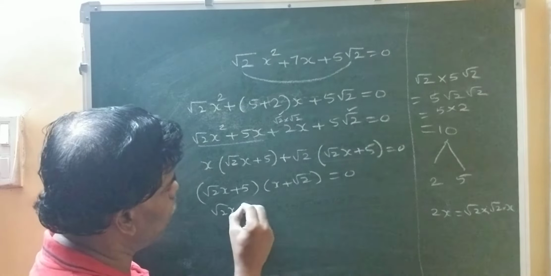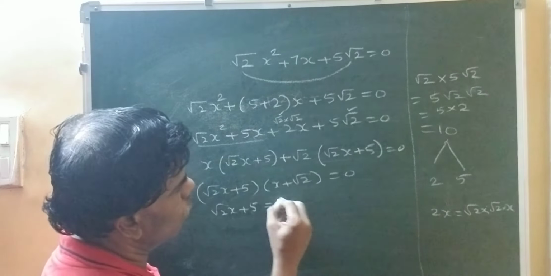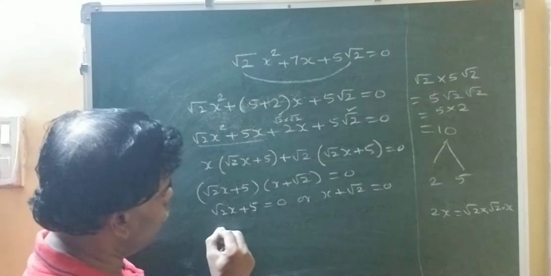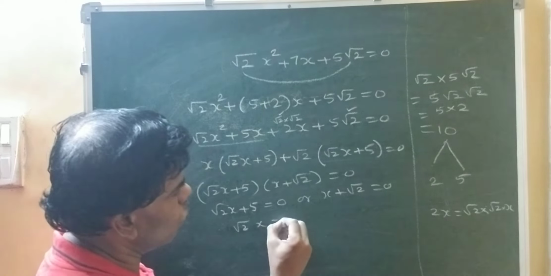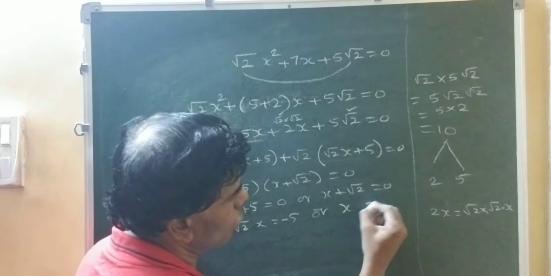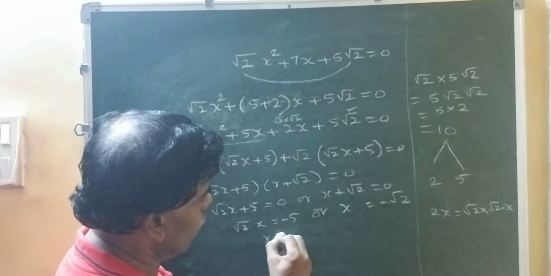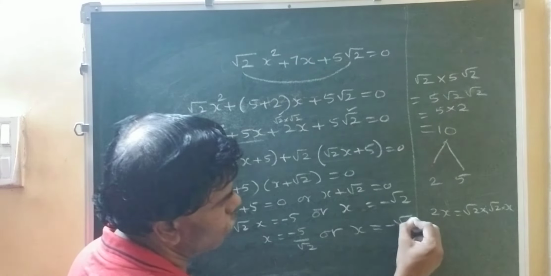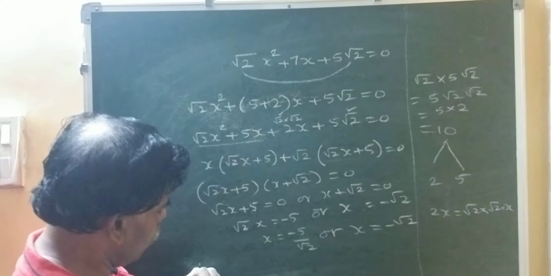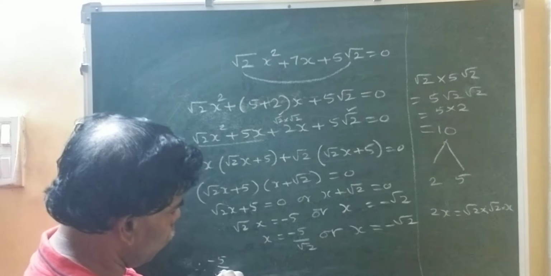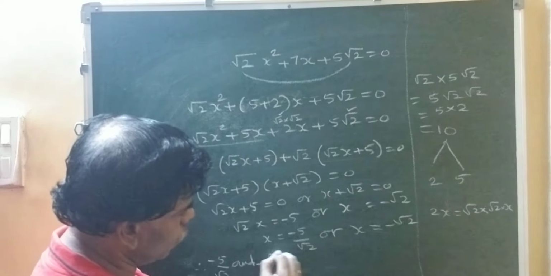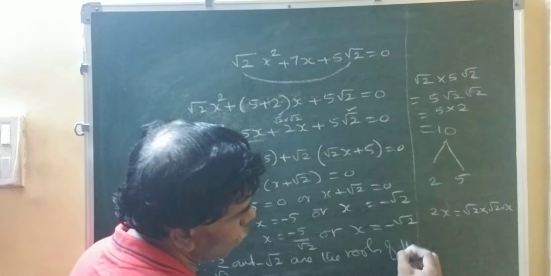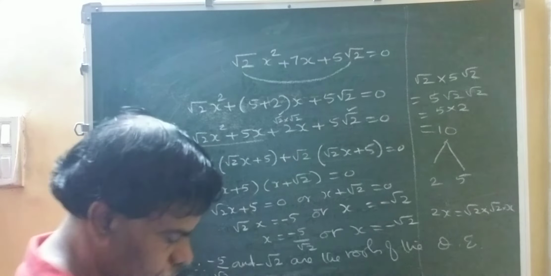So root 2x plus 5 equal to 0, or x plus root 2 equal to 0. Therefore root 2x equal to minus 5, or x equal to minus root 2. Therefore x equal to minus 5 upon root 2, or x equal to minus root 2. Therefore minus 5 upon root 2 and minus root 2 are the roots of the given quadratic equation.